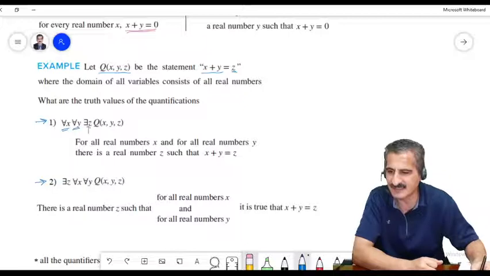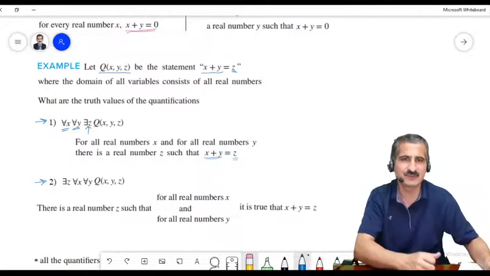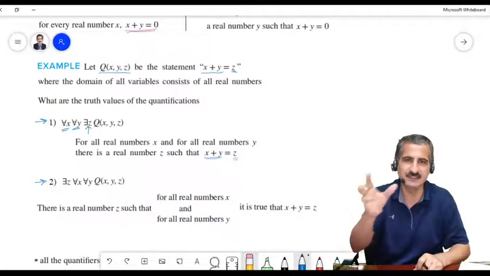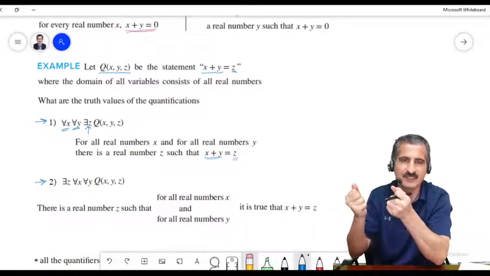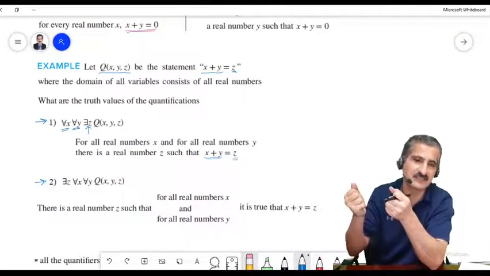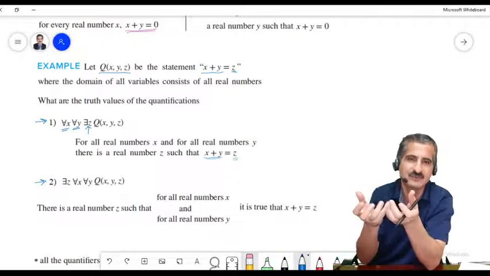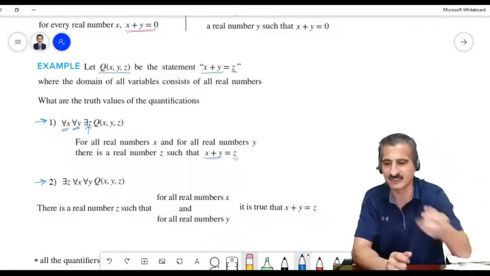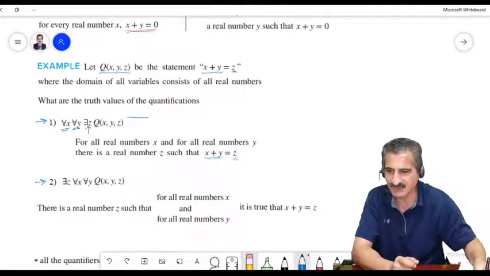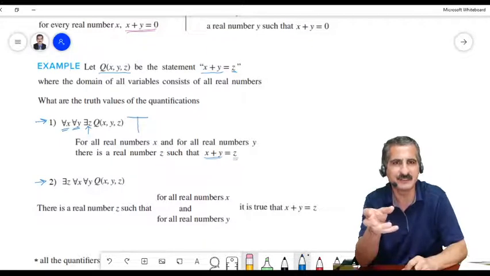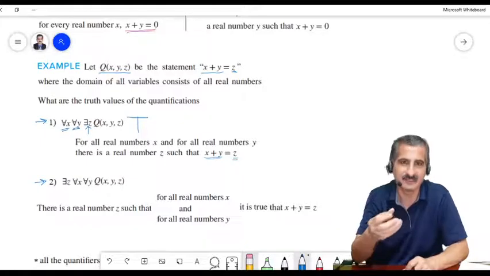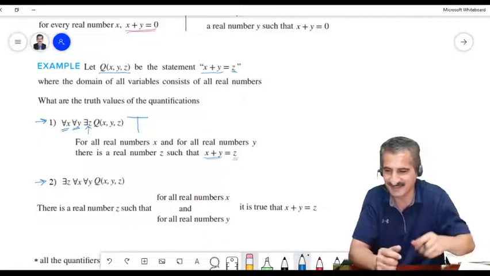Now, for number one, it says for every x and every y, there exists z such that x plus y equals z. Is that true? For any real number x and any real number y, if we add them, there exists z such that z equals their addition. And this is true. So just take z to be their addition. So this statement is true. For every real number x and every real number y, there is a real number that equals their addition, which is their addition itself.